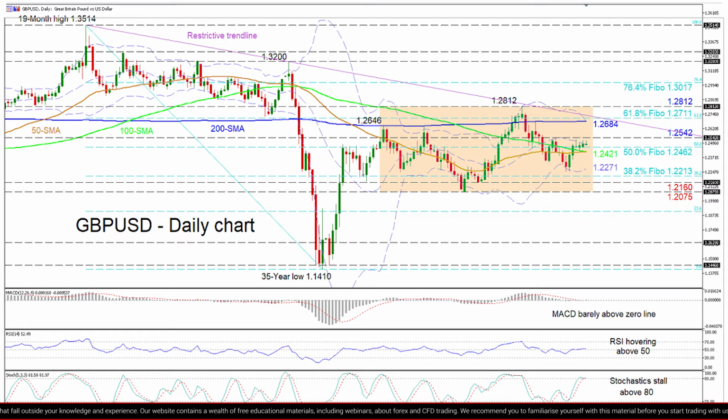Summarizing, directional signals are non-existent in the short-term time frame. That said, buyers would need to surpass the 200-day SMA and the descending line to build a bullish bias, while a break below 1.2075 would ignite negative tendencies.